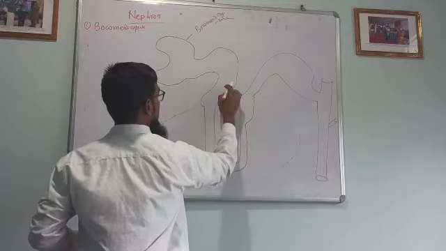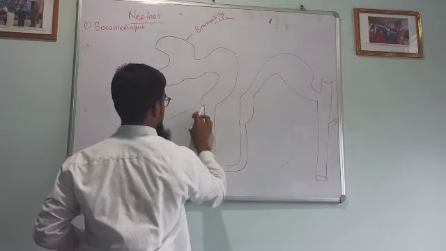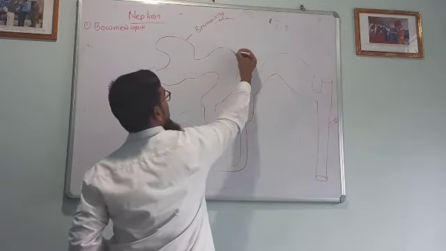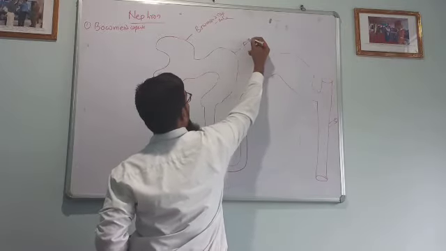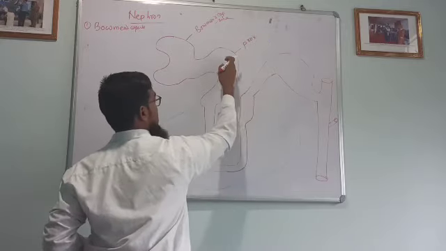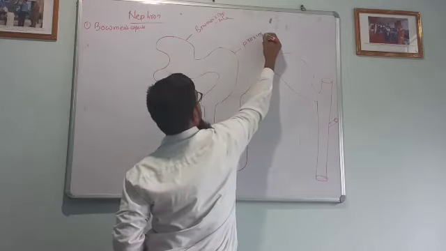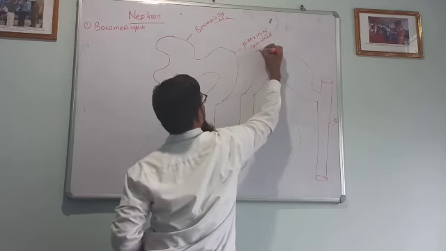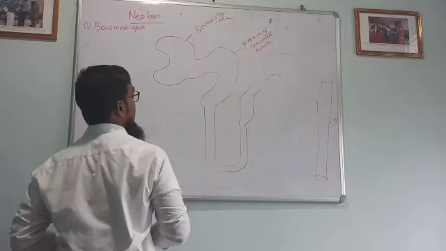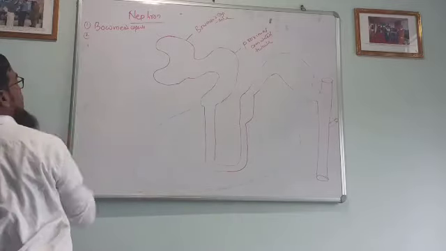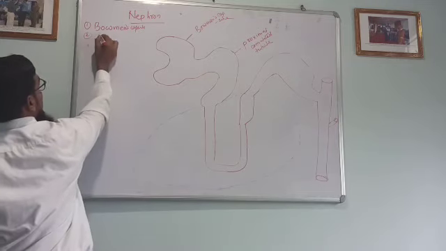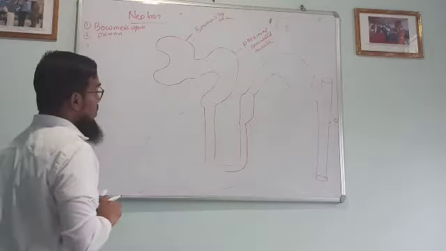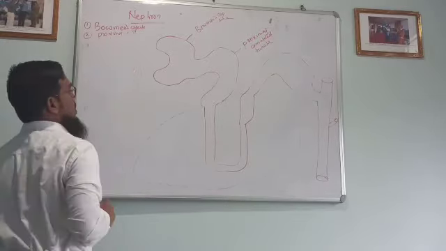The next part, which remains in the cortex, is this part under the medulla. This part is called proximal, because it is the starting part. That's why it is called proximal convoluted tubule. This is the proximal convoluted tubule. So the second part of the nephron is the proximal convoluted tubule.